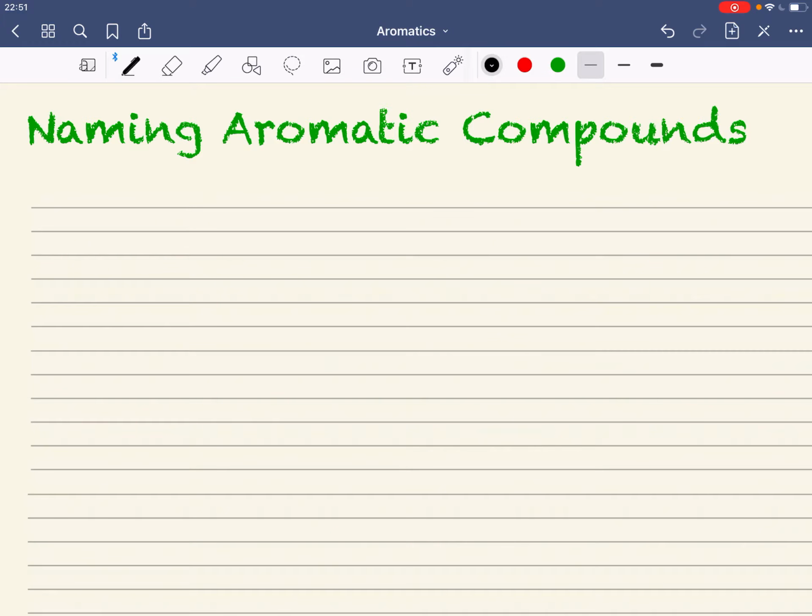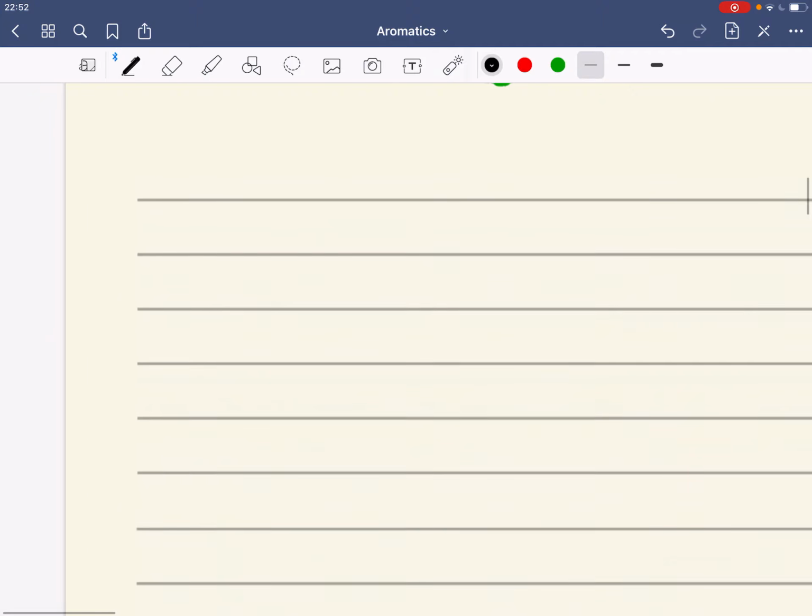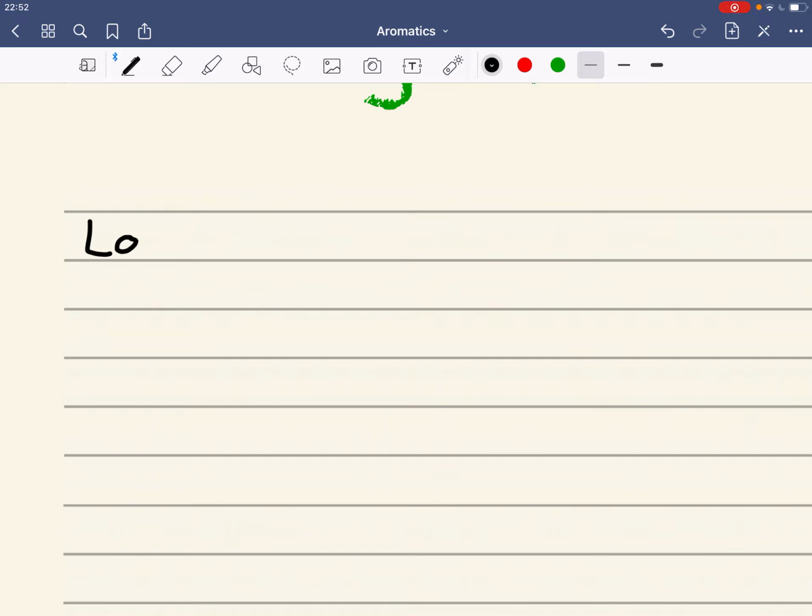Here we're going to have a look at naming aromatic compounds, and we're going to look at two different ways in which we can name these aromatic compounds depending on whether we've got a higher or a lower priority group to benzene attached to the benzene ring. I'm going to start by looking at when we've got lower priority groups attached to the ring.